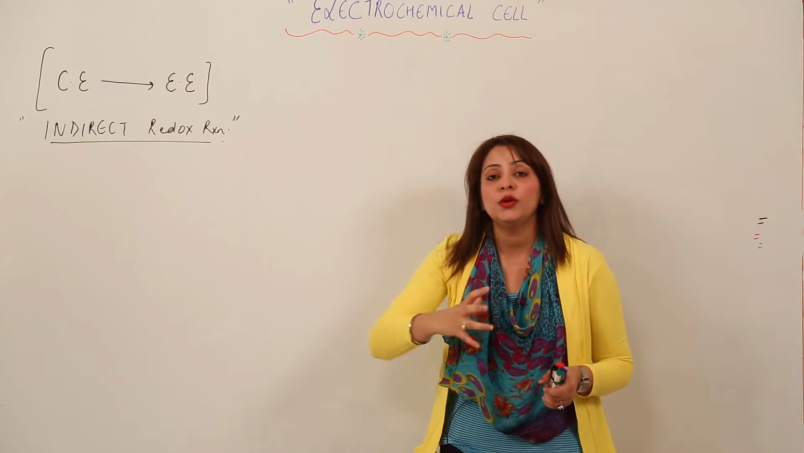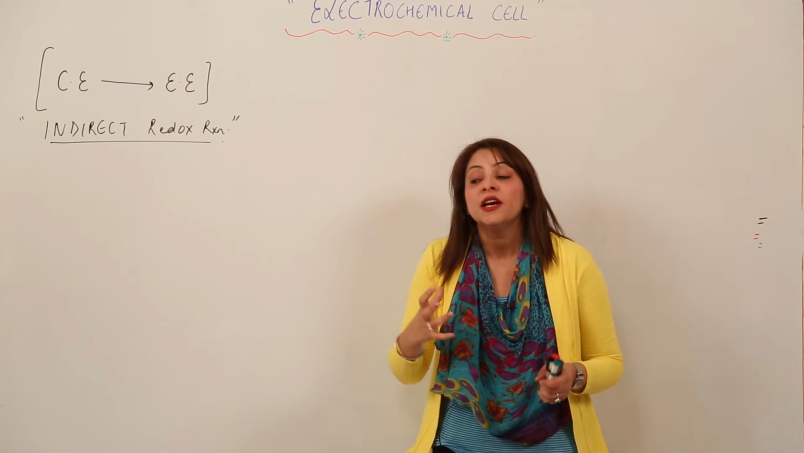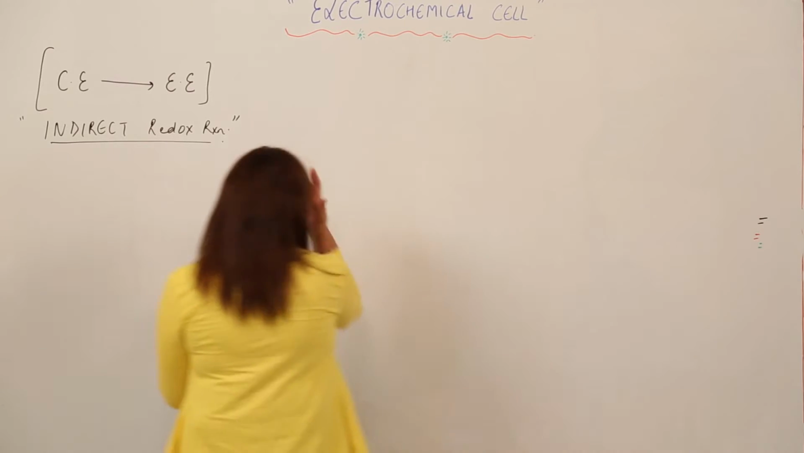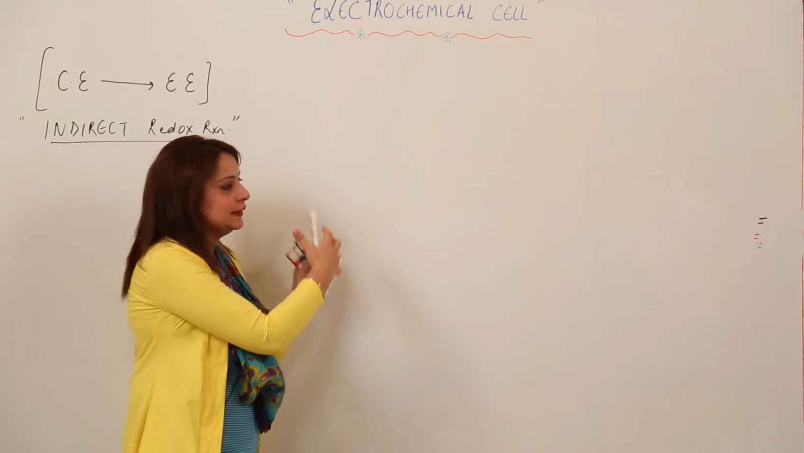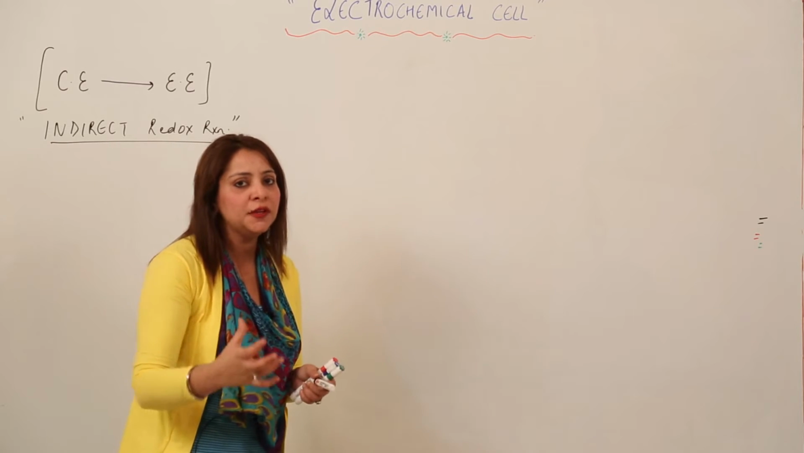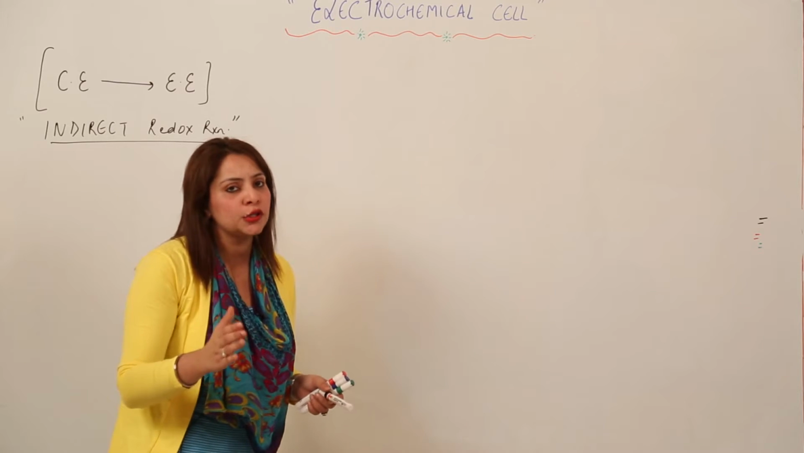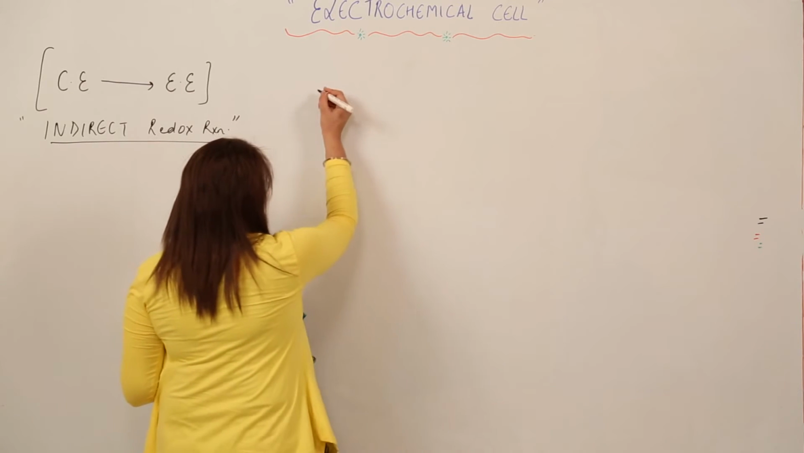Now let us see how it works. What is its apparatus? What is the setup actually? So just look at the board and draw the figure. First understand and then draw it in your copies as well, because whenever you are answering this question you need to draw the figure. It is very important. So what is it? Just look at the board.